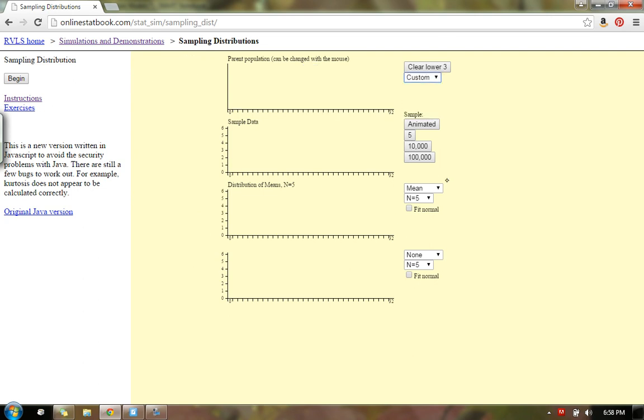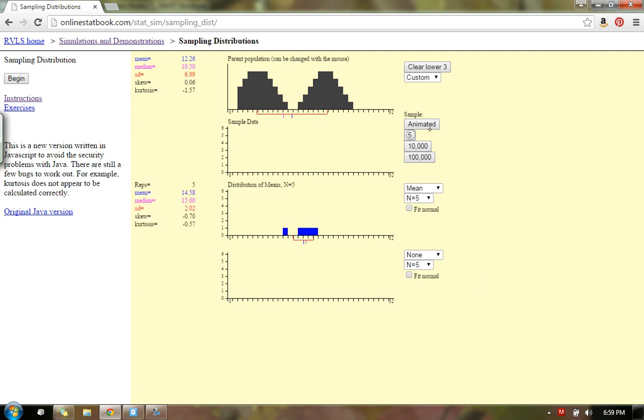But let's do something wonky. There's a bimodal distribution, and it is slightly skewed to the right because my mean is bigger than my median. Now, if I were to take one sample, you can see the distribution is also a little bit bimodal, and the mean of that one sample is right there.